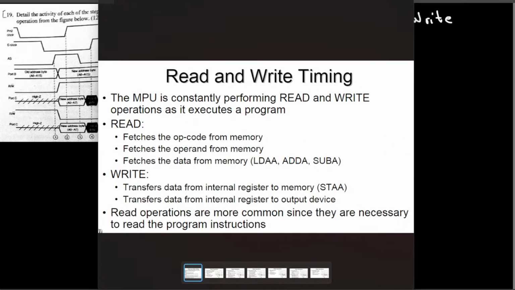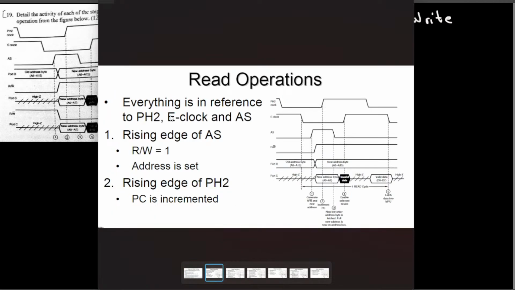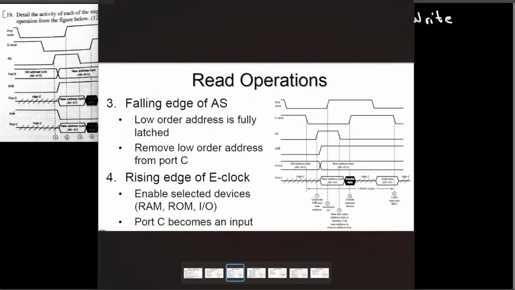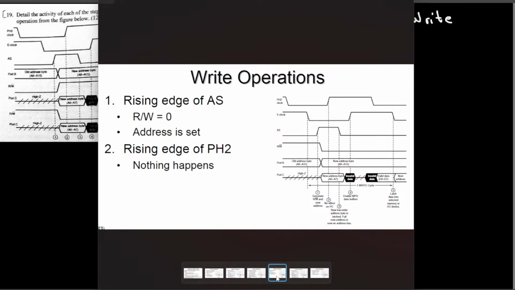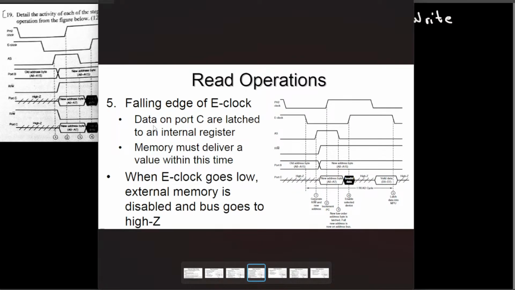Here are some behaviors from the MPU. The MPU is constantly performing read or write operations as it executes the program. For the read operations, there are things like: at the rising edge, read/write is set to 1, the address is set, and so on. So in total, 5 operations are happening.